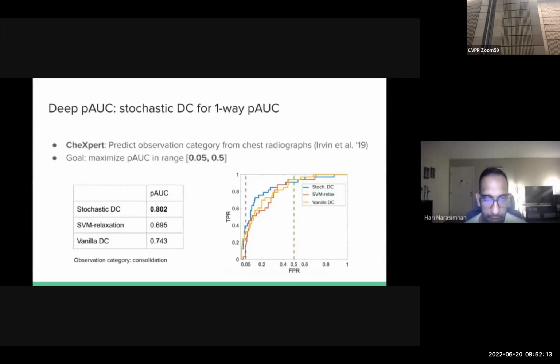The right plot here shows the ROC curves for different methods. And one can see that the stochastic DC algorithm does a better job of optimizing the area under the curve in the range of interest, in the false positive rates of interest, which is from 0.05 to 0.5.